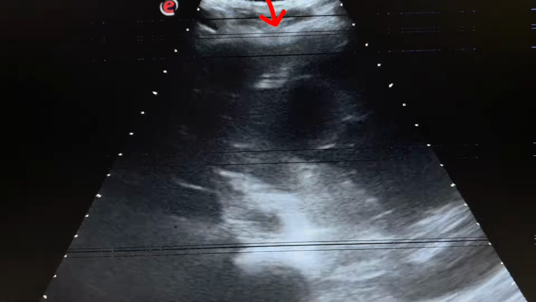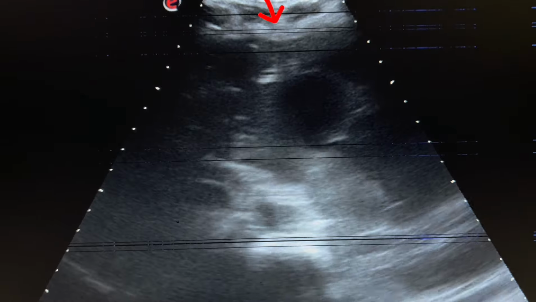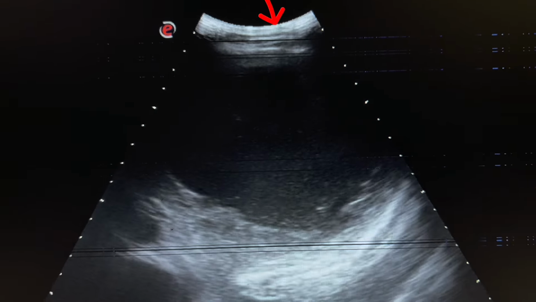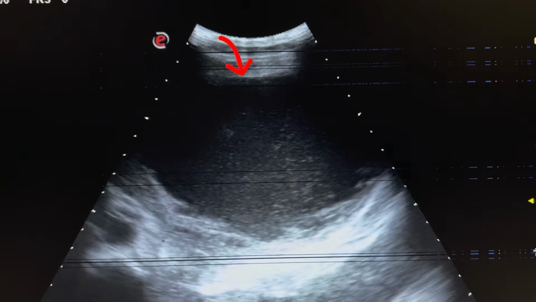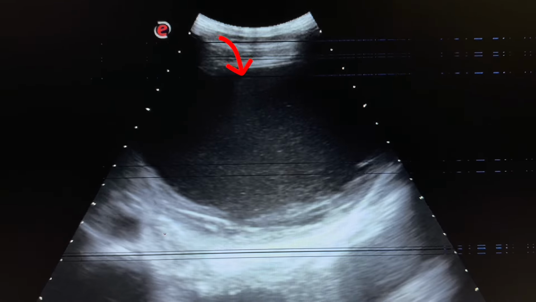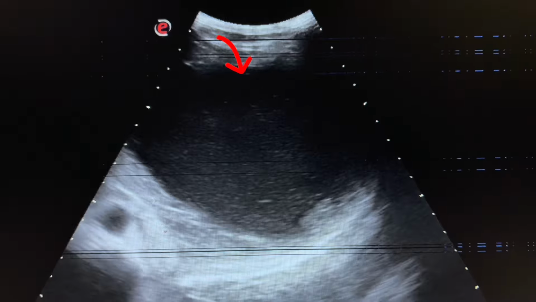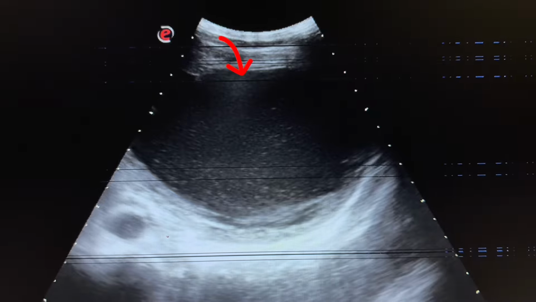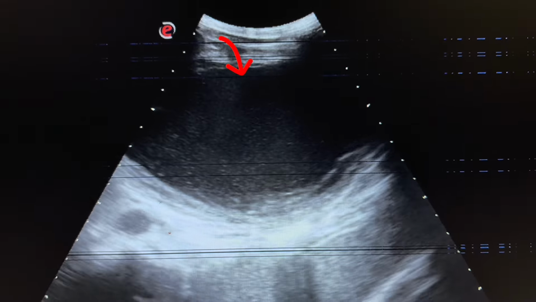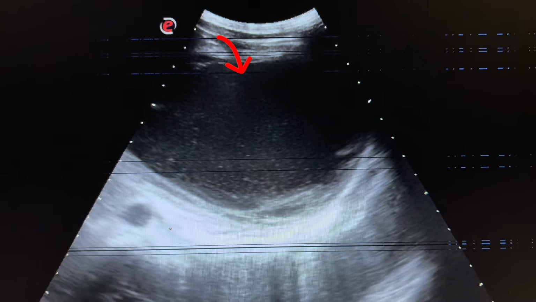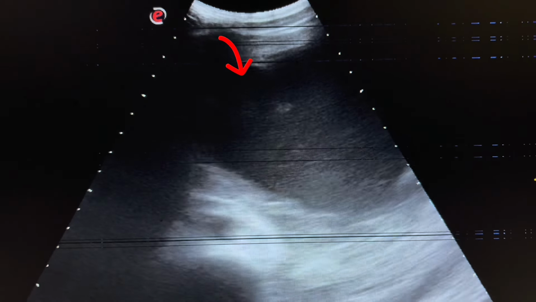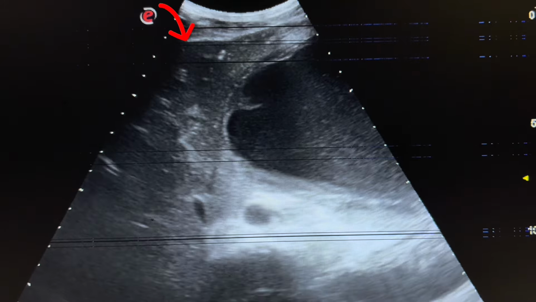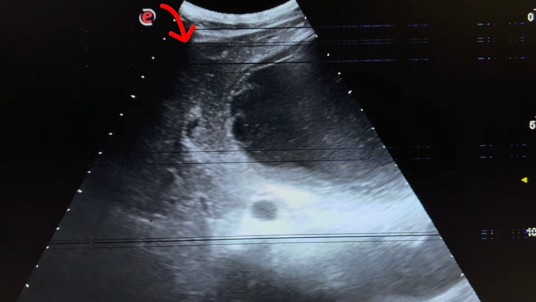Now we will scan the epigastrium using a convex probe, placing it in a transverse position. Here we see a large cyst containing debris in the epigastric area. This is the left lobe of the liver.